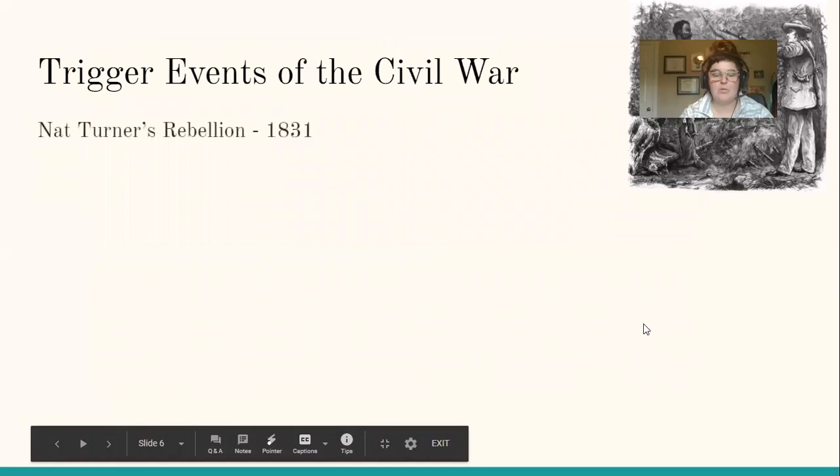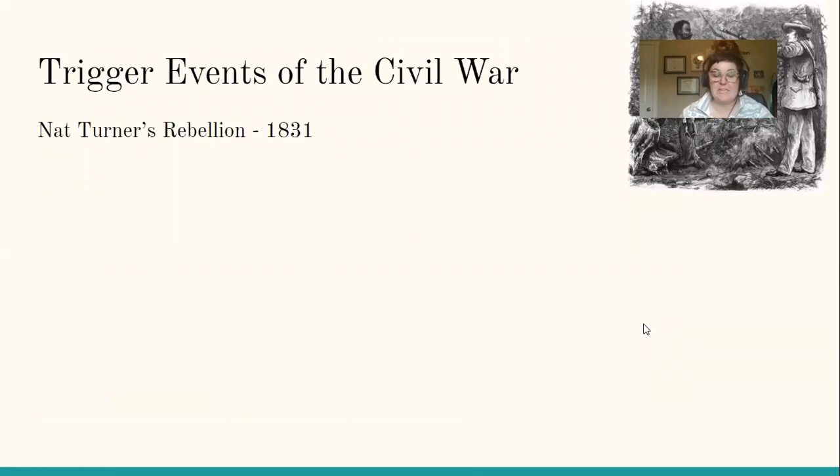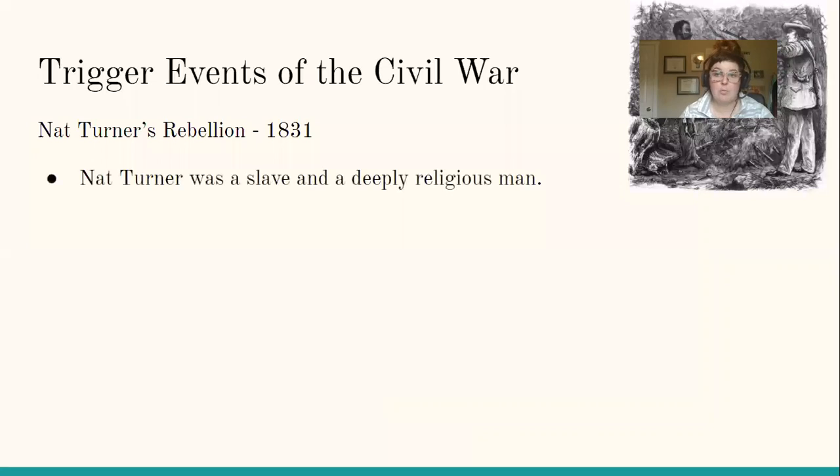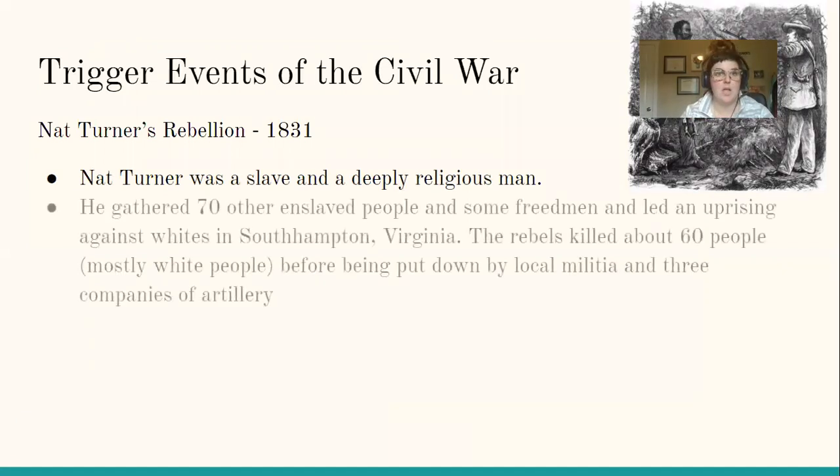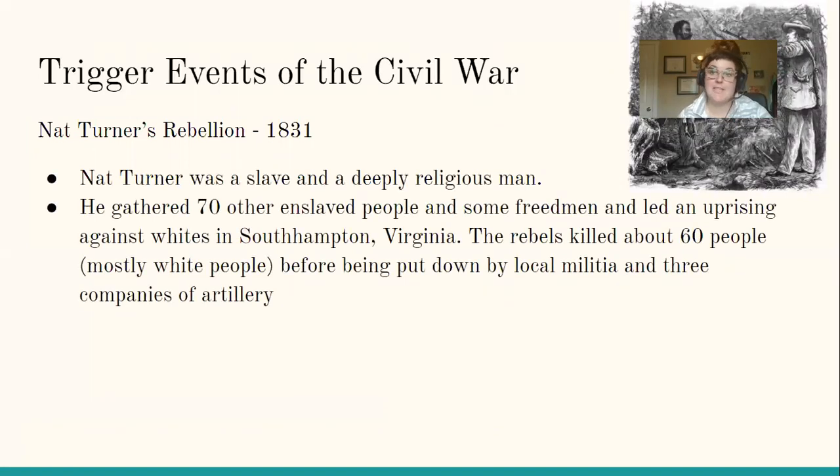Okay. So the next event on the timeline was a rebellion by slaves called Nat Turner's Rebellion in 1831. Nat Turner was a slave and he was a deeply religious man. That's also something you'll see a lot of, as we read about, is that a lot of people who worked for abolition were also extremely religious. They saw this as a religious and Christian duty to end slavery. So Nat Turner gathered 70 other enslaved people, as well as some freedmen, and led an uprising against whites and slave owners in a town called Southampton, Virginia.